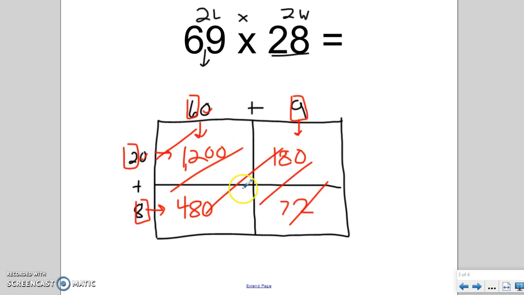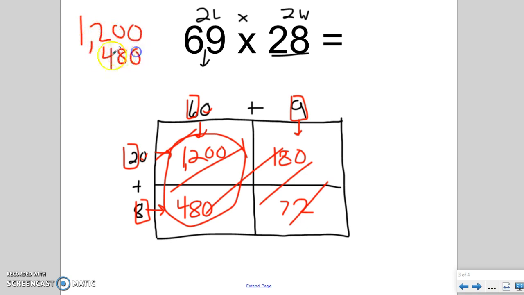And again, I recommend that you do it in chunks. So I'm going to do 1 chunk over here. I'm going to do 1,200. And I'm going to add 480, making sure I'm lining them up. And I'm going to get 0 plus 0 is 0. 0 plus 8 is 8. 2 plus 4 is 6. I get 1,680. That's just for this half of my area.